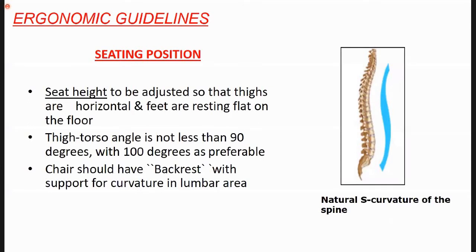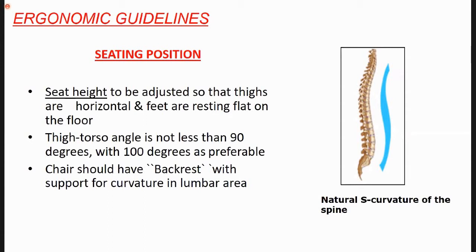Ergonomics, you have just gone through what ergonomics is. So what is ergonomics? That the job is according to the need of the worker. All the machines, tools, and environment are fit to the workers. So seating positions: seat height to be adjusted so that thighs are horizontal and feet are resting flat on the floor. Thigh-torso angle is not less than 90 degrees, and 100 degrees is preferable. The chair should have a backrest with support for the curvature in the lumbar area. So the natural S curvature of the spine, you can see here.